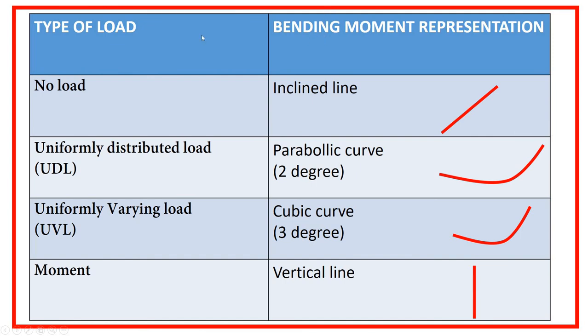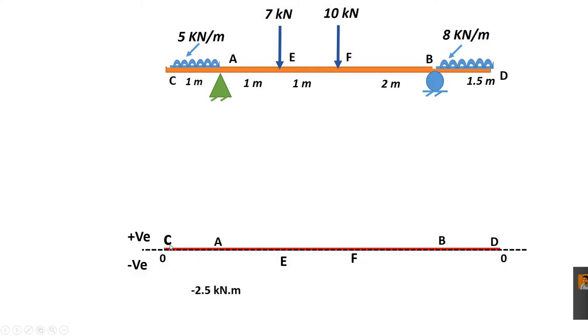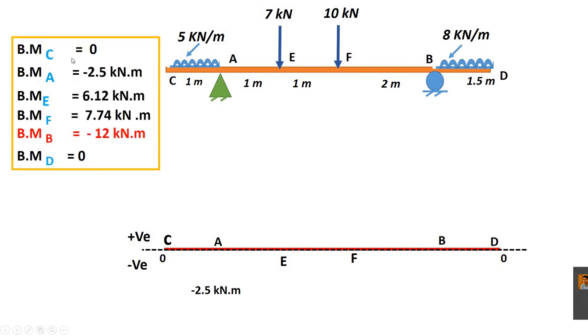Now for the representation of diagram, if you don't have any load, represented by inclined line. For UDL, it is represented by parabolic curve of second degree. For UVL, it is cubic curve of third degree, and for the moment it is vertical line. Let us draw diagram positive value above the line and negative value below the line. Let us start with the bending values. Bending moment at C is 0. So 0. Then bending moment at A is minus 2.5. So bending moment changes from 0 to minus 2.5.